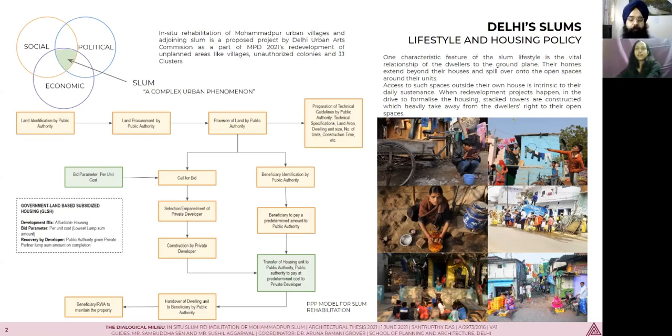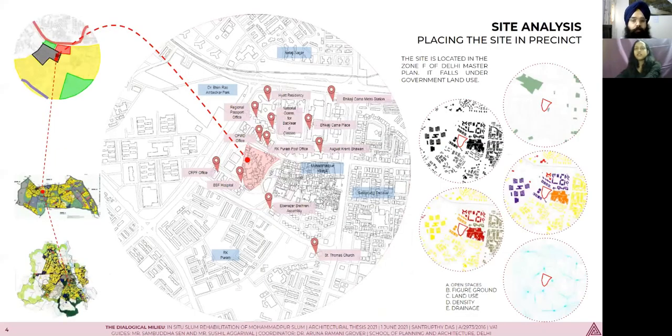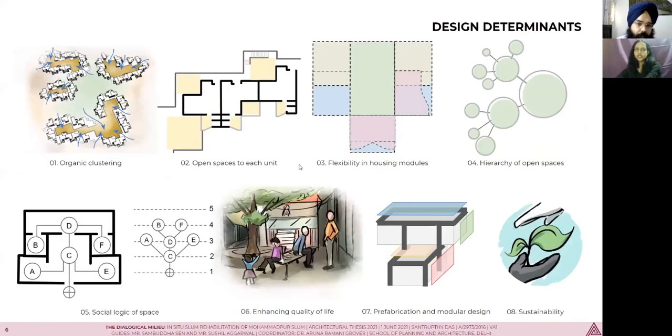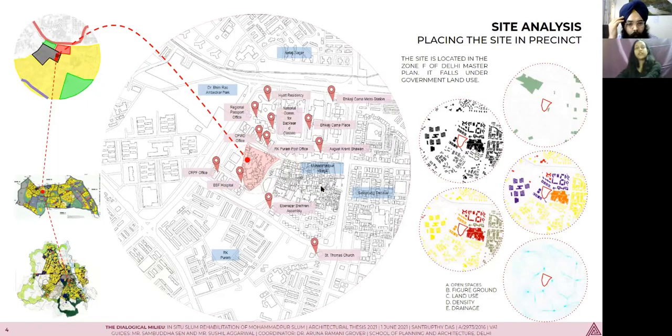Absolutely. And thus, these are certain case studies that I did. Briefly, the site is located adjacent to a village, an urban village, and the site is landlocked by it. So this is the site, next to Mohammadpur village, near the BSF hospital. It is close to the Bhikaji Kama place. So the Mohammadpur village and slum are considered together. And yes, the DDA also proposes rehabilitation for both of them together.